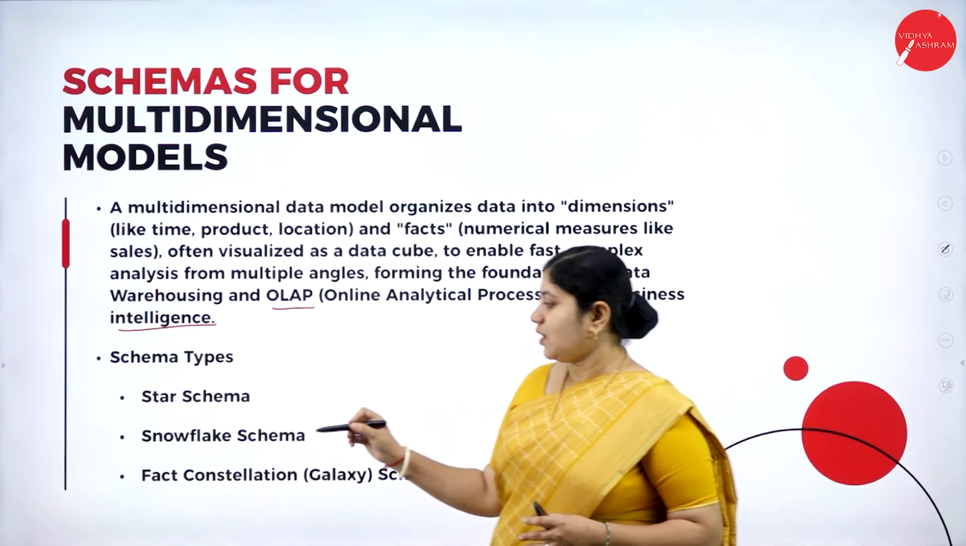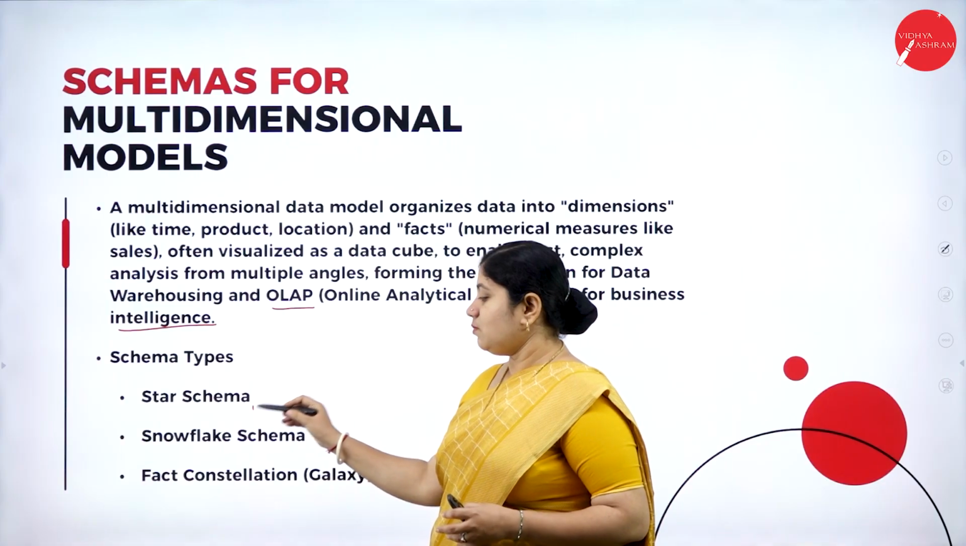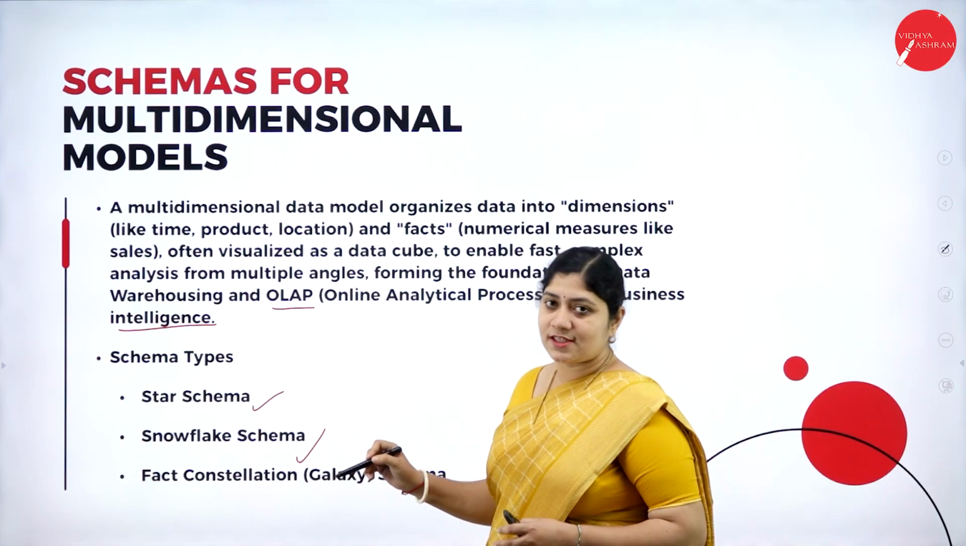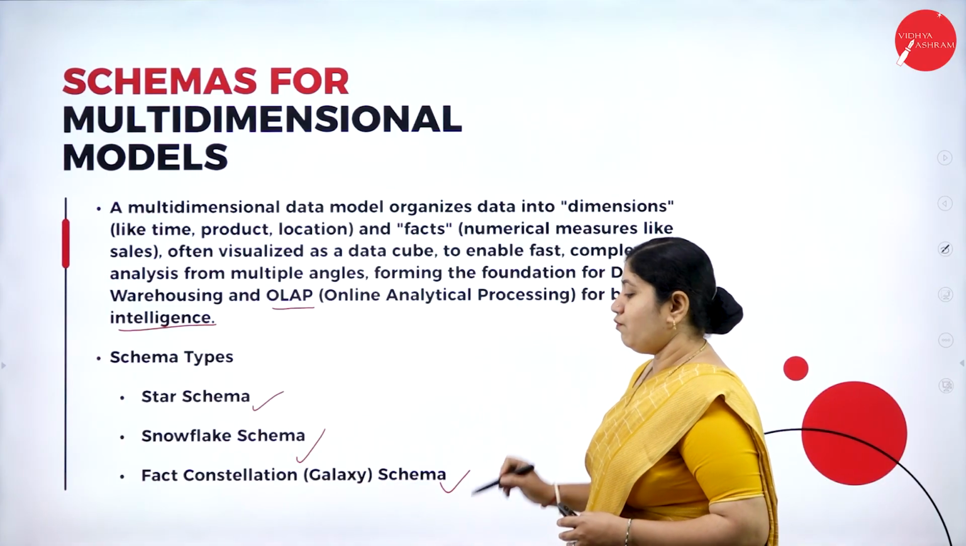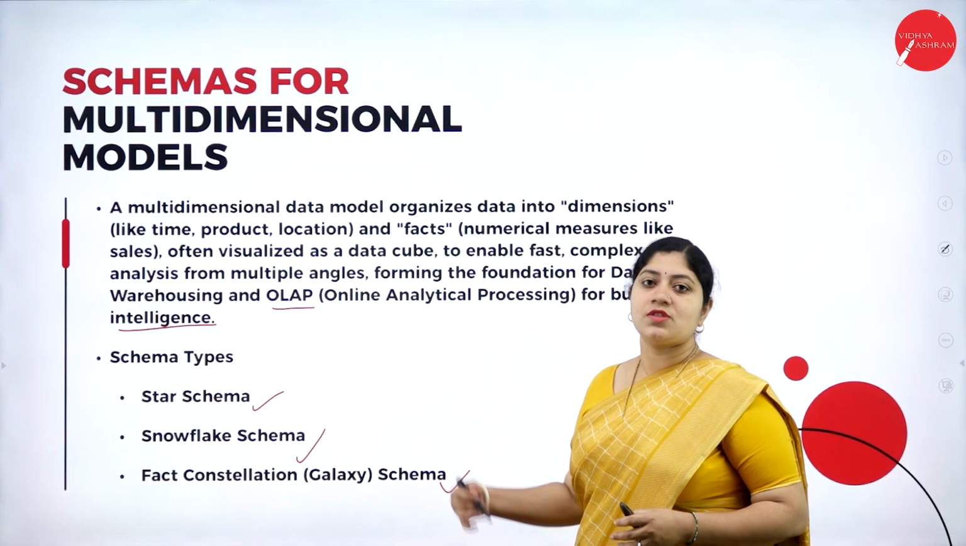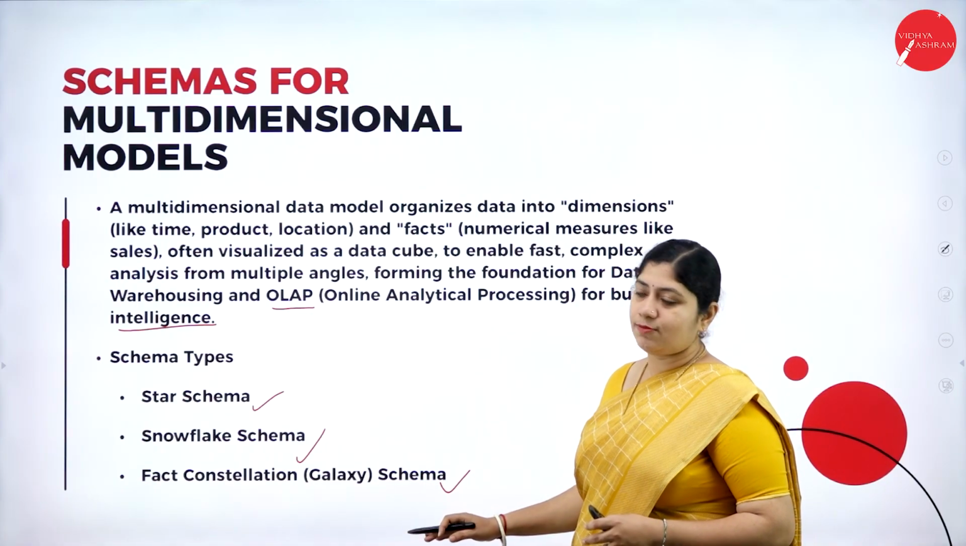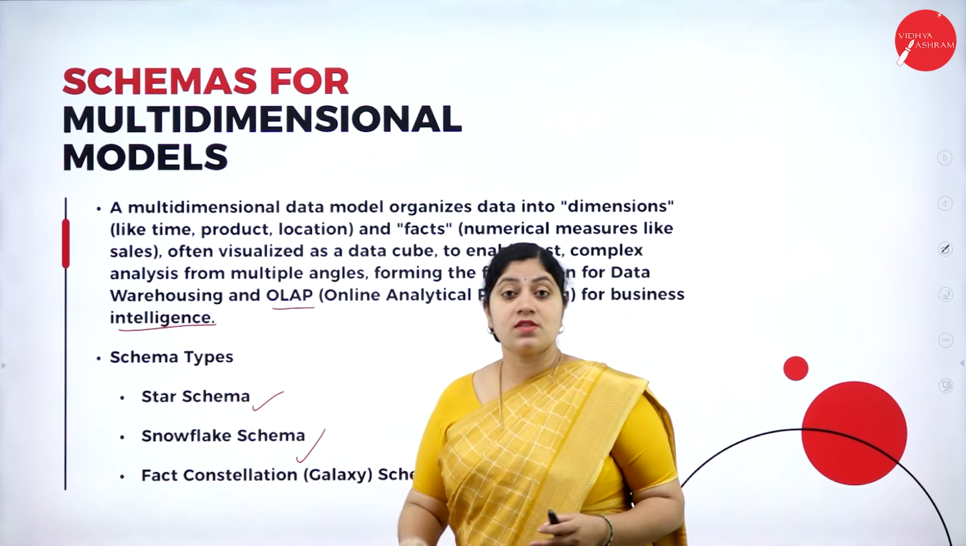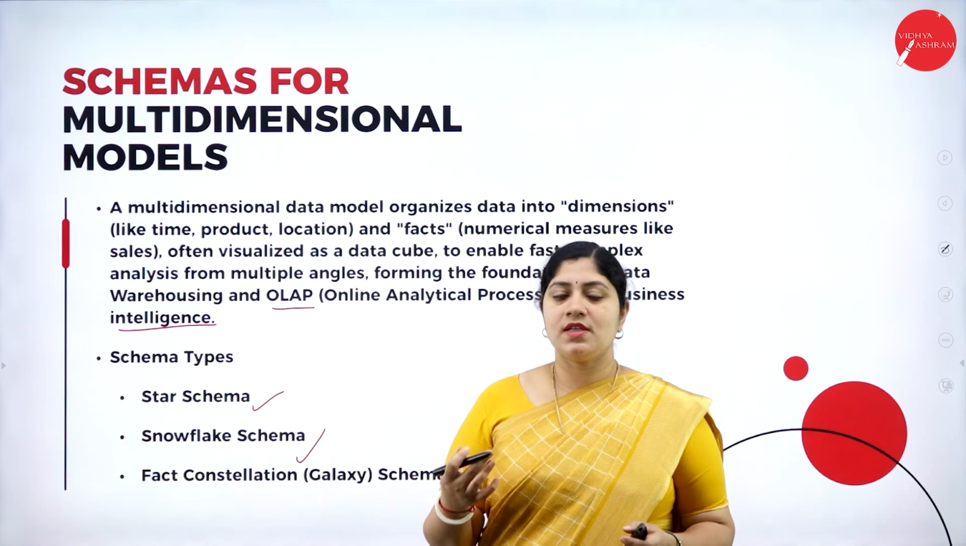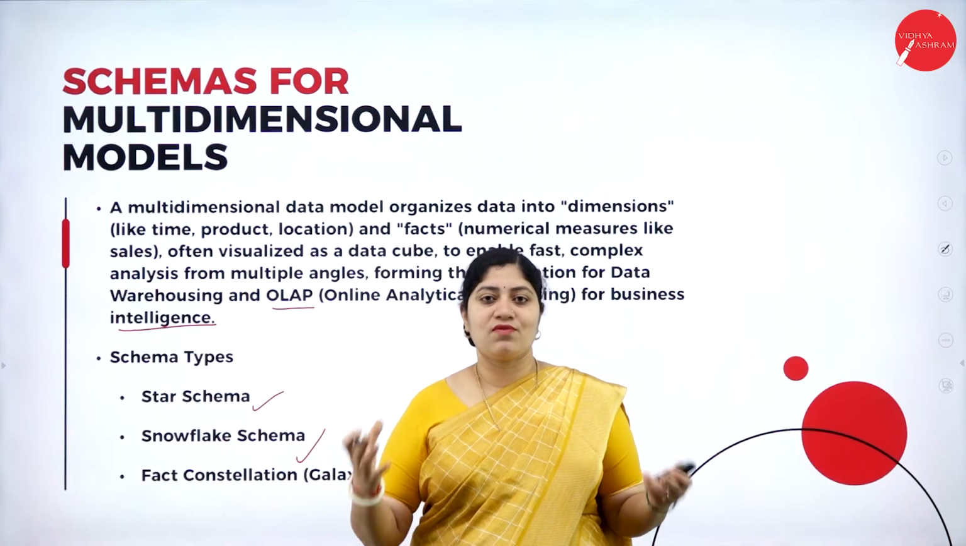Yes, there are various types. Starting with a star schema, then we have a snowflake schema as well as a fact constellation, which is also called a galaxy schema. So these are the three various representations. Now let's see what those are and how they form.